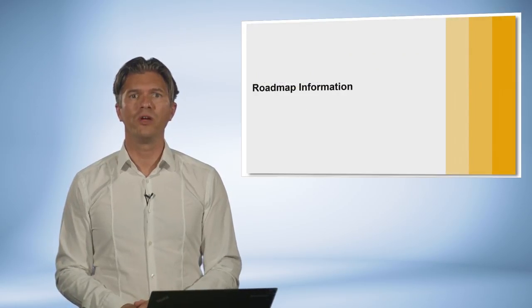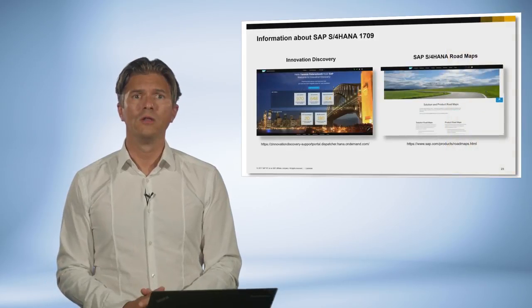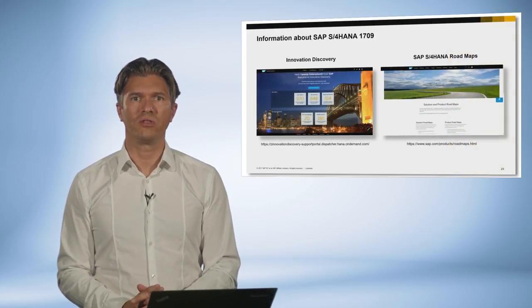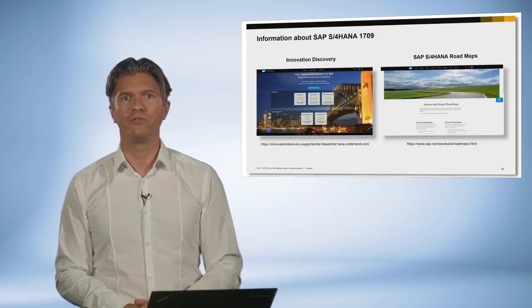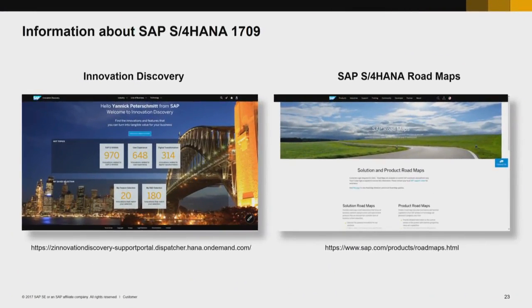Now, if you want to find more information on the roadmap, only two places to go. The first is the Innovation Discovery that will allow you a search on S/4HANA future innovations for their business relevance via industries and line of businesses. Second, the well-known SAP roadmaps, where you will find updated presentations for S/4HANA already. So see the two URLs at the bottom of the slide to access this information.